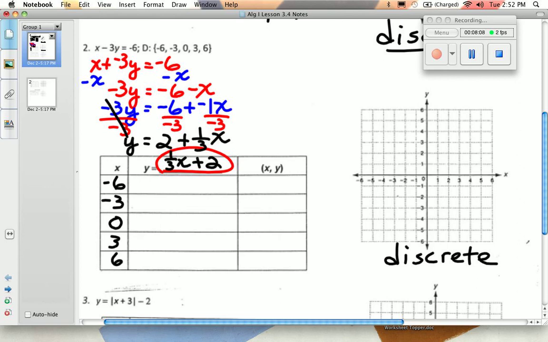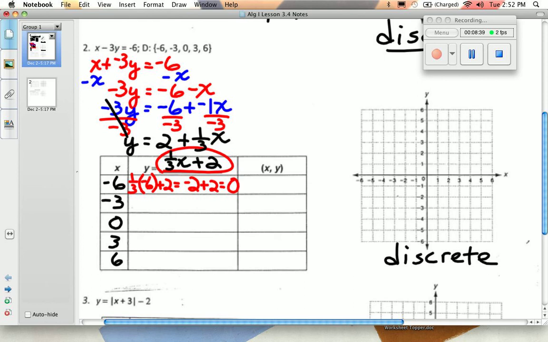And do our substitution. So this is where you're going to have to write a little bit tight, a little bit small, because you're going to have to do some multiplying first, and then you're going to have to do some adding. So I'm just substituting into the function rule. What's 1/3 of negative 6? Negative 2. And then we have that 2 we're supposed to add to that. 0. So negative 2 plus 2 is 0.